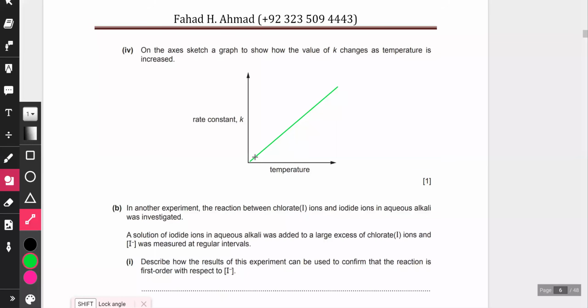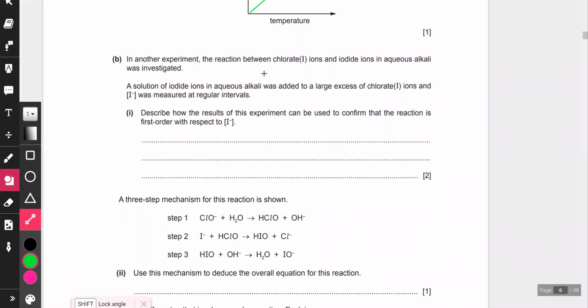It's a different question. I said, in another experiment, the reaction between chlorate and iodide ions in aqueous alkali was investigated. A solution of iodide ions in aqueous alkali was added to a large excess of chlorate(I) ions, and I minus 1 concentration was measured at regular intervals. Describe how the result of this experiment can be used to confirm that the reaction is first order with respect to I minus 1. Using its half-life. Exactly. You're going to use the half-life.